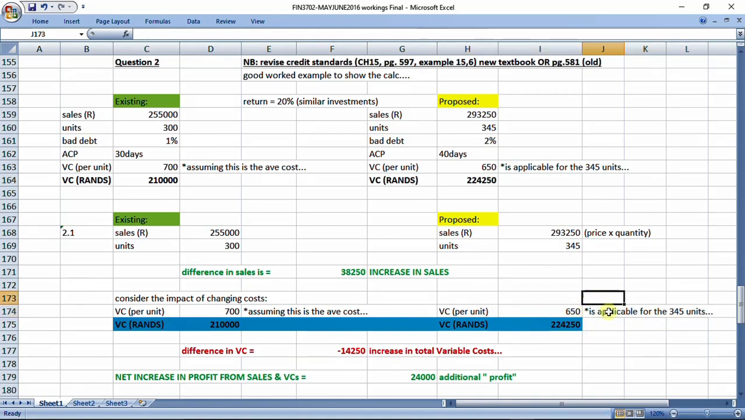Okay, so I went with the existing. Existing, in other words, I currently sell 300 units. Obviously, each unit is going to cost 850. So 850 times the volume gives me my total sales. I've also assumed here that the variable cost, based on what we read in the question, if I'm producing 300 units, I'm going to assume a variable cost per unit of 700. So giving me VC, variable costs, of 210. Notice I'm assuming that this is applicable for the 345 units.